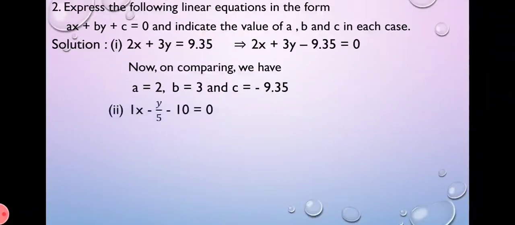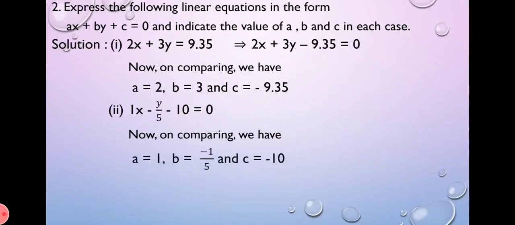Question number 2, x minus y upon 5 minus 10 equal to 0. When we compare it, we can see that it is already in the general form. So on comparing, we have a equal to 1, b equal to minus 1 upon 5 and c equal to minus 10. You can see that the coefficient of x is 1, the coefficient of y is minus 1 upon 5 and the constant is minus 10. Question number 3.